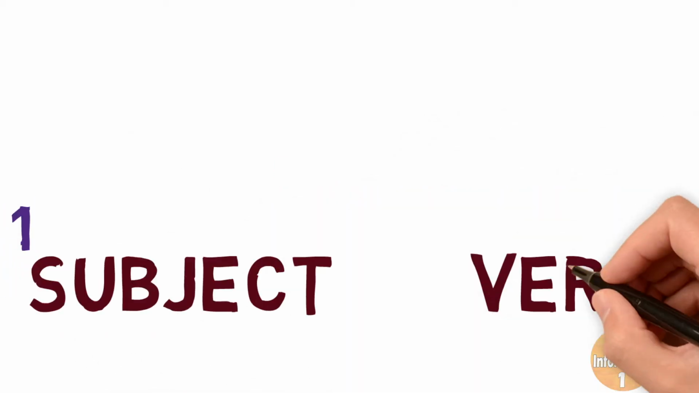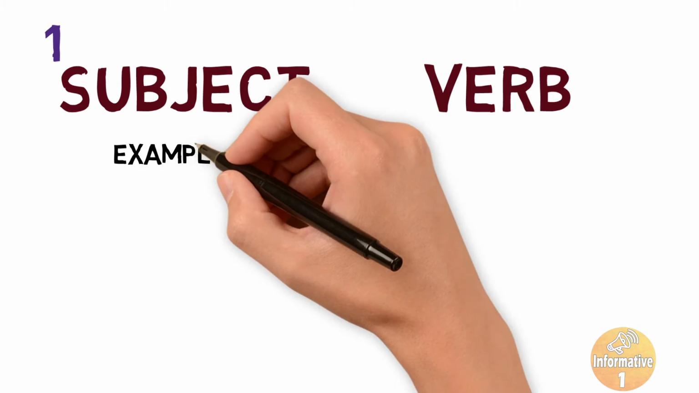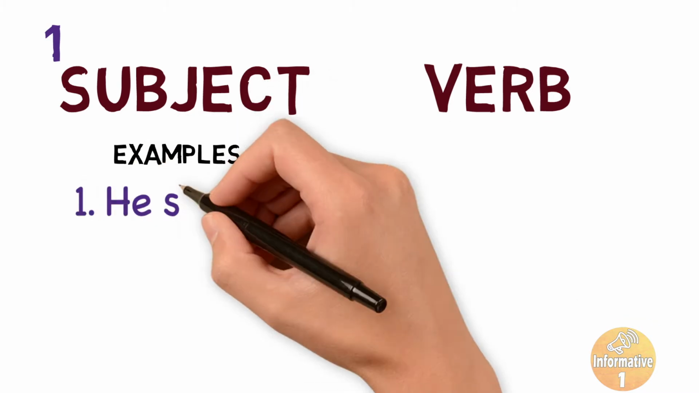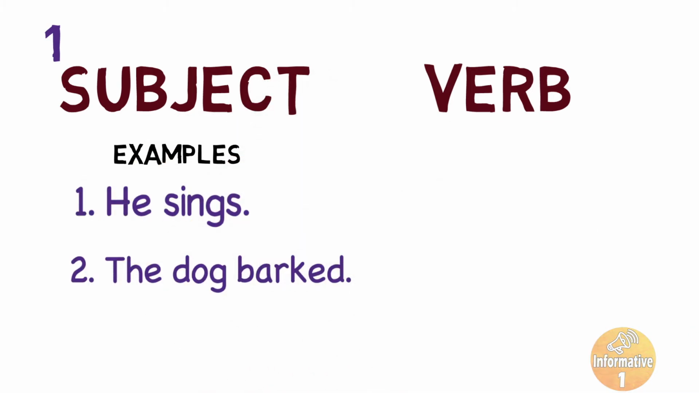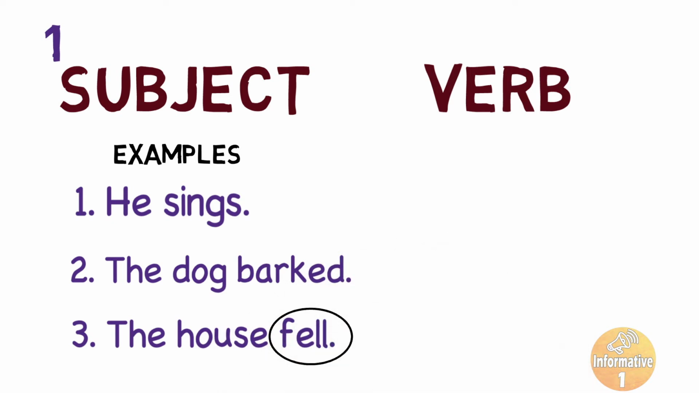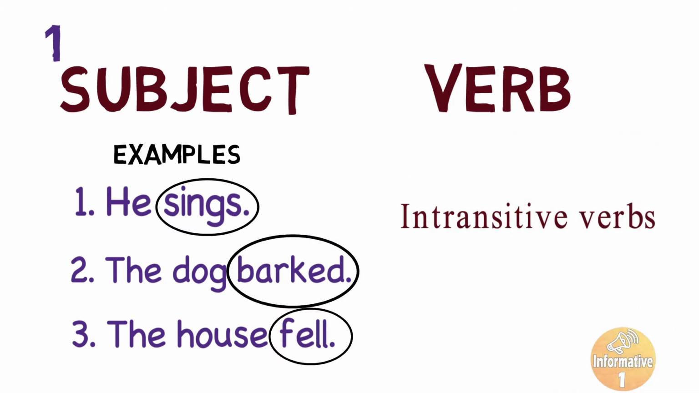1. Subject-verb. Examples of this pattern are as follows. He sings. The dog barked. The house fell. Note that in this pattern, the verbs are intransitive. That is, they don't need an object.